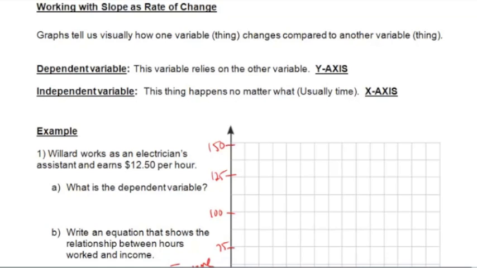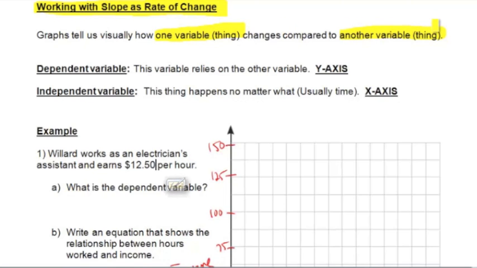Okay guys, welcome back. In this video we'll continue looking at working with slope as a rate of change. Graphs tell us visually how one variable or thing changes compared to another variable or thing.